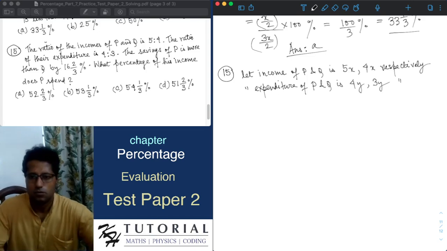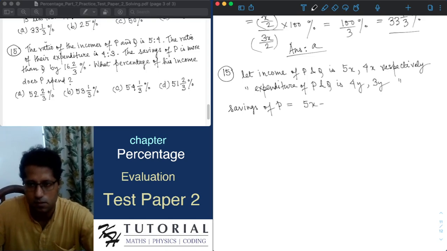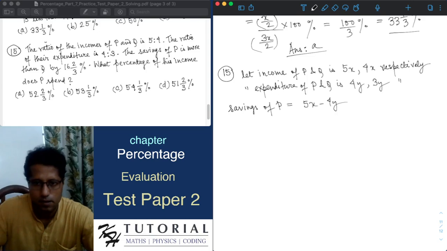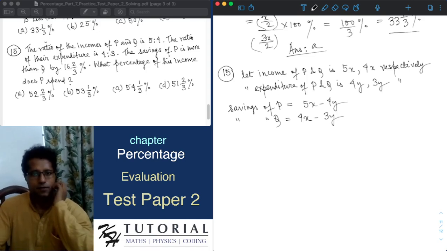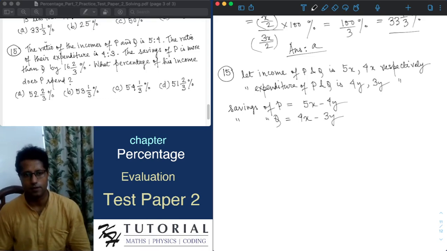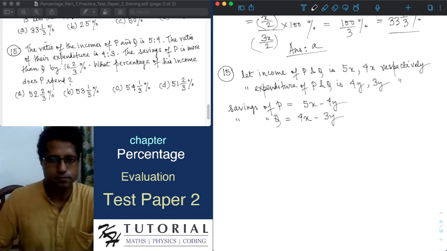So from here we can say savings of P equals 5x minus 4y, and savings of Q equals 4x minus 3y. And it is given that the savings of P is more than Q by 16 and 2 by 3 percentage. Okay.